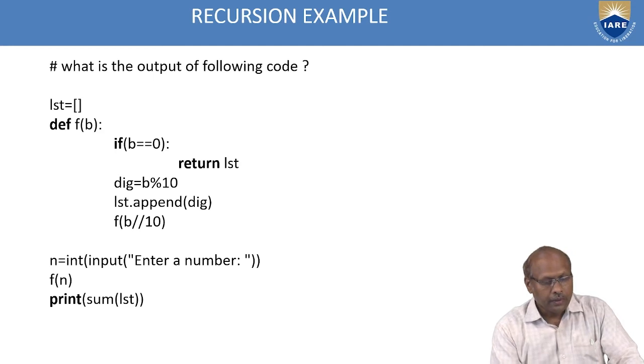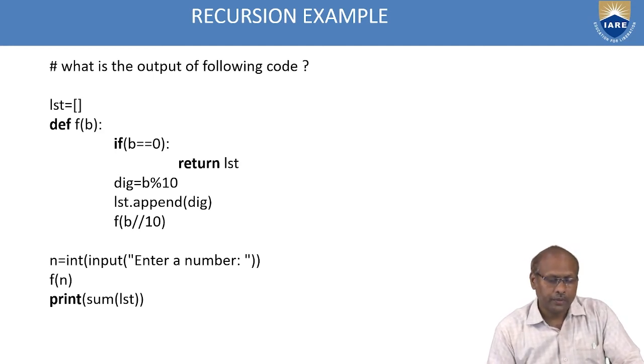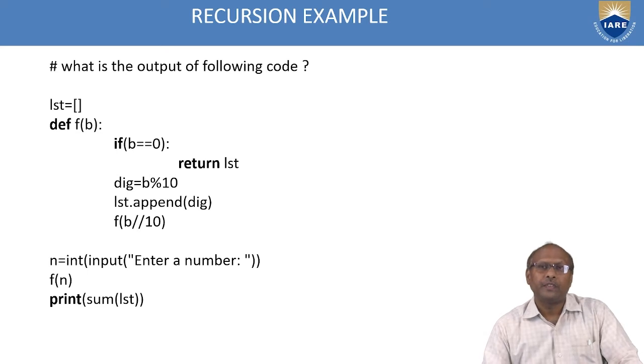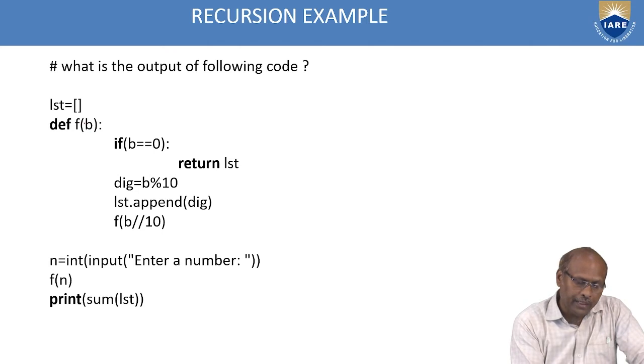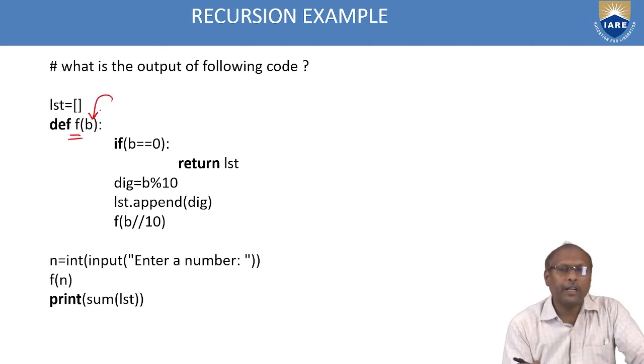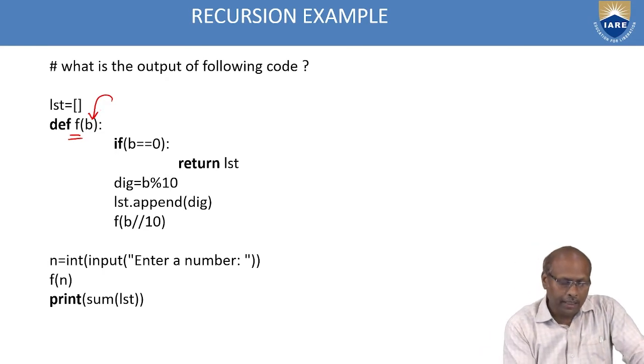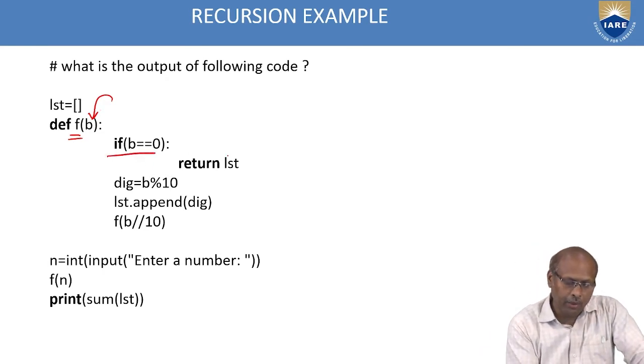Now they'll ask a question. This type of question they may ask: what is the output of the following code? Whether it is a general program or a recursive program. So how will you know whether it is a recursive program or not? Here, observe, there is a function called f with a parameter called b. We are passing a parameter b, and this is the base condition. If b equal to 0, return LST. This is the base condition.